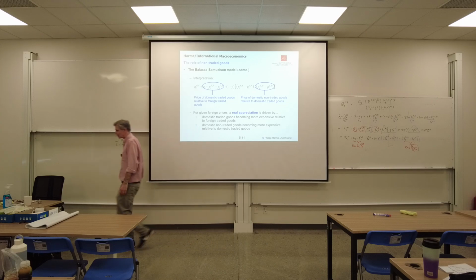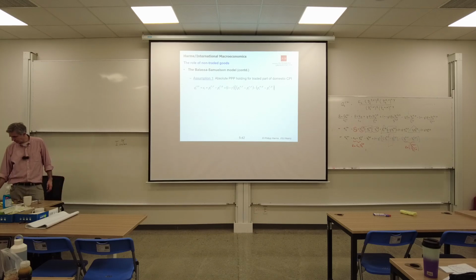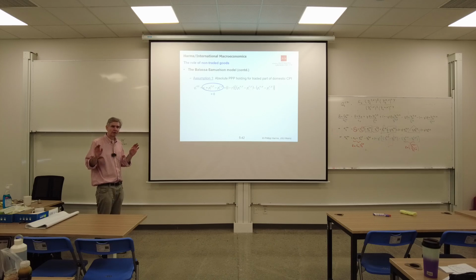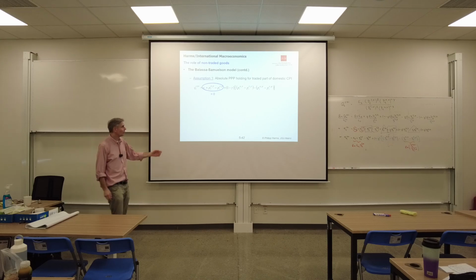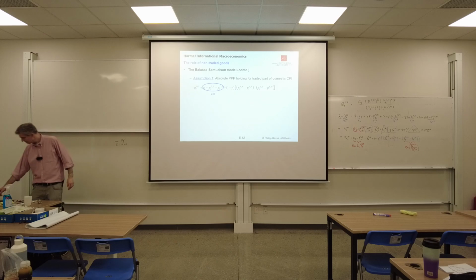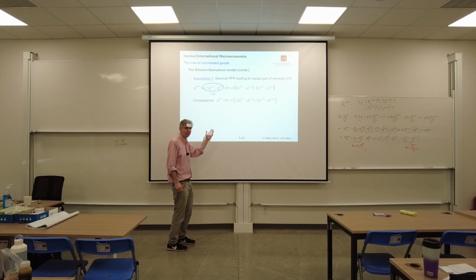Now, if we assume that absolute PPP holds for the traded part of the domestic CPI, then we can set this equal to 0. So suppose that you assume that traded goods are goods that can be costlessly traded, and so the law of one price prevails, and then you set this equal to 0, because the price of the traded goods in the home currency equals the price in the foreign currency times the nominal exchange rate. Then all that's left is this non-traded thing. So the consequence is the CPI-based real exchange rate is only driven by relative prices of non-traded goods.